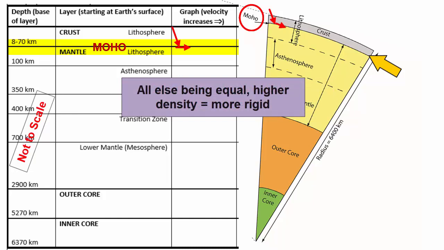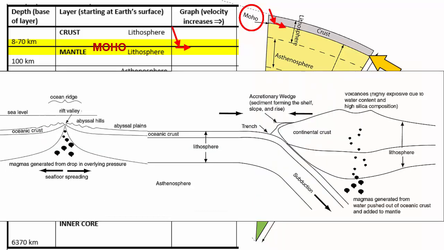Both layers are solid, but the top of the mantle is denser than the base of the crust. All else being equal, this increased density does lead to increased rigidity. Therefore, as seismic waves cross this boundary, they speed up and bend upward. Because of isostasy, the base of the crust is deeper under continental crust, especially mountains, and closer to the surface under oceanic crust, especially the thinnest crust at seafloor spreading centers. Mohorovicic is the name of the scientist who first discovered this boundary using seismic waves, and hence this boundary between the crust and the mantle is called the Moho.